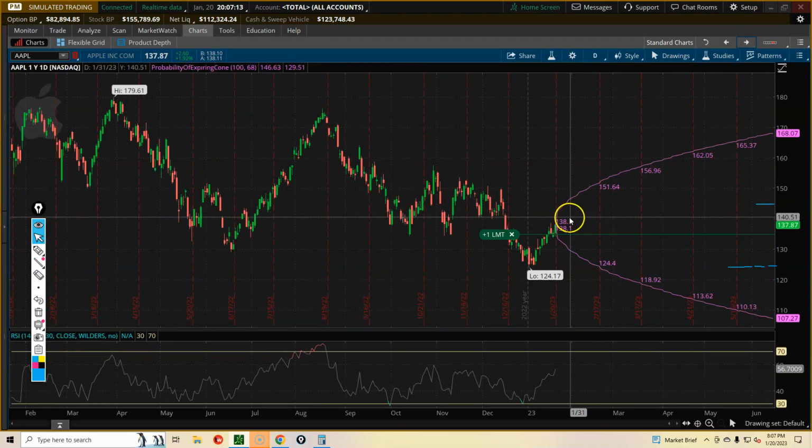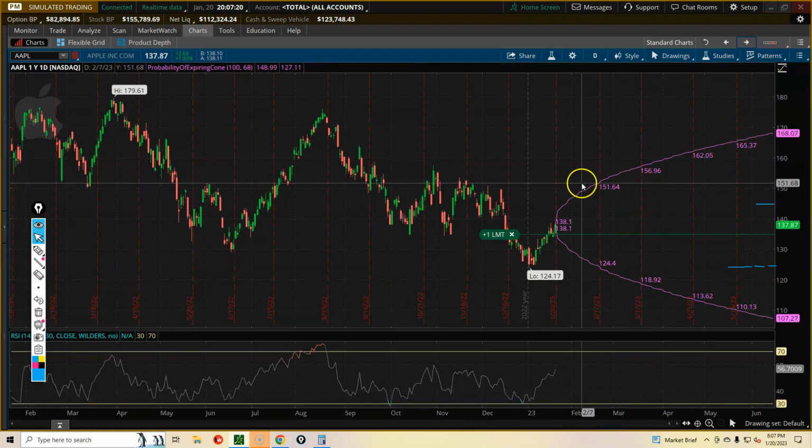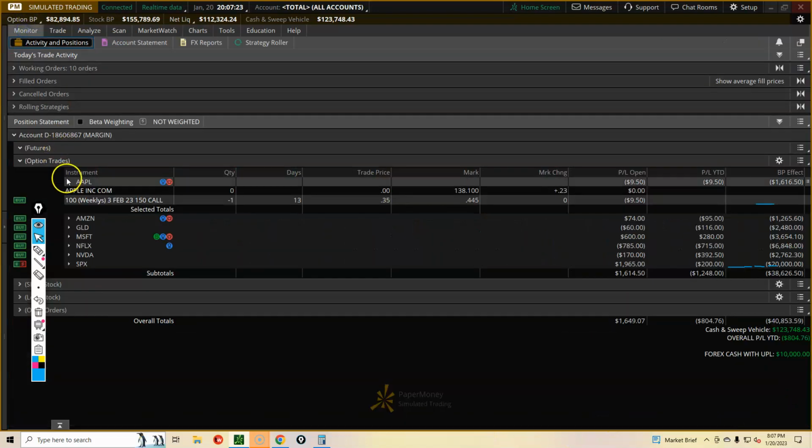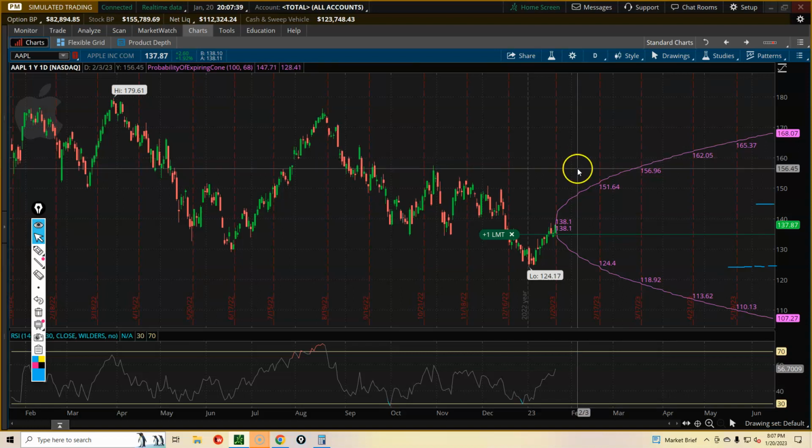So what I'm going to do is go over here. This cone of probability: over on this side is the dollar amount, and down here is the date. So 13 days, what's the actual expiration? February 3rd. So I'm moving to February 3rd. Look at the bottom of the screen, you see 2, 2, 3. Now I'm going to lower this down to 150. February 3rd.